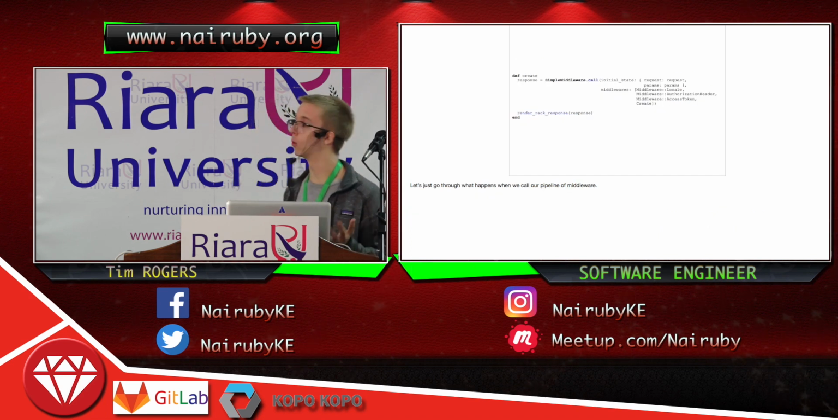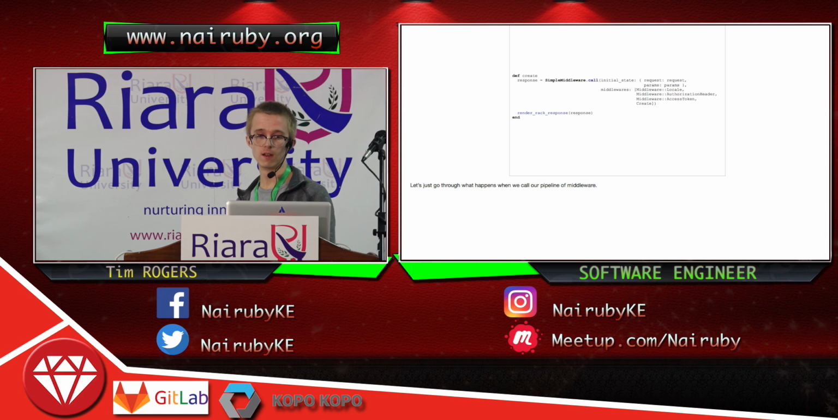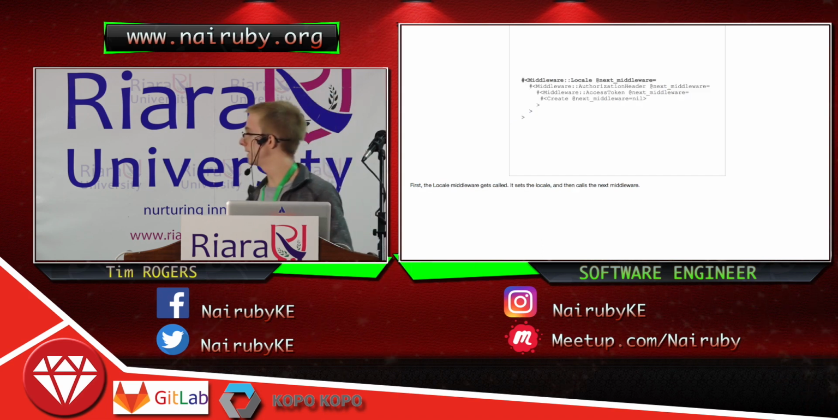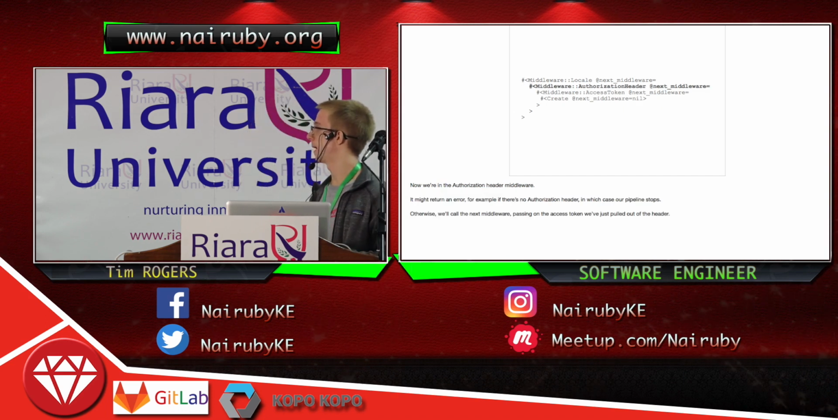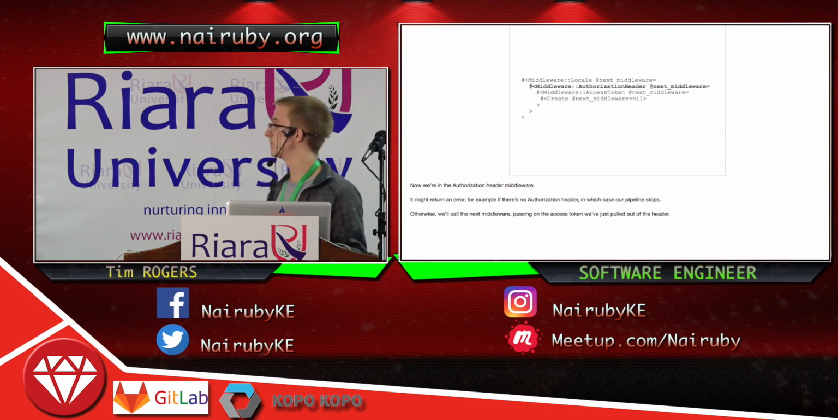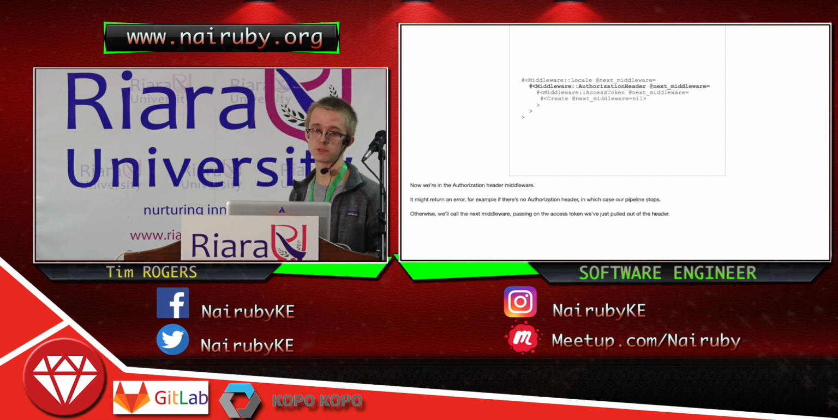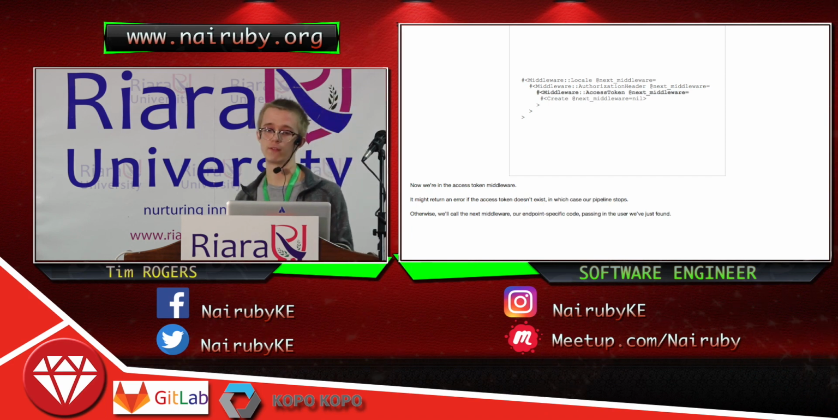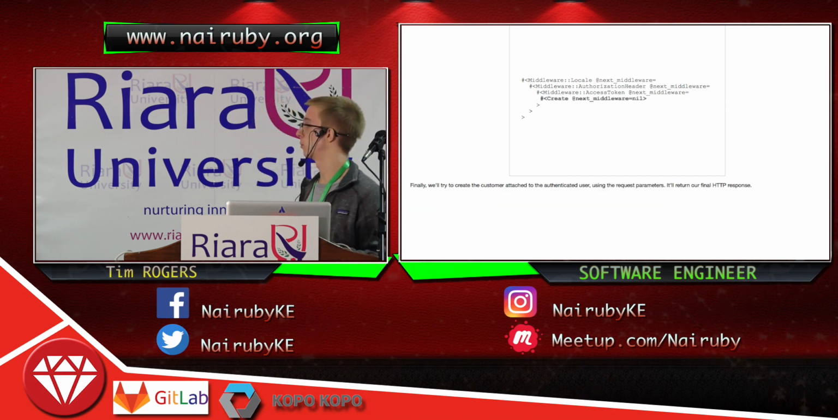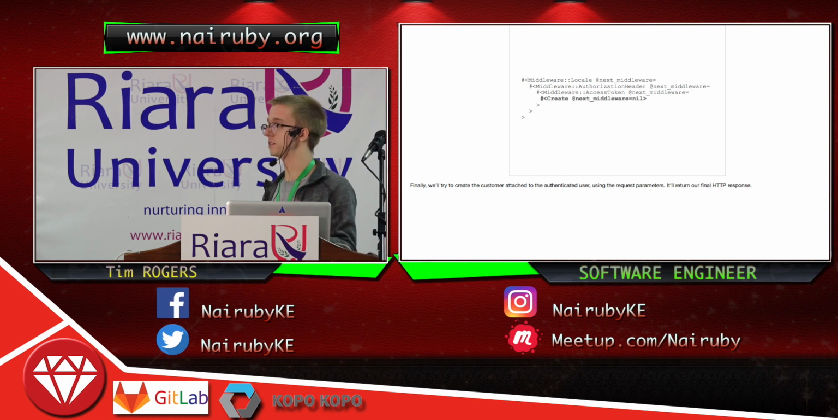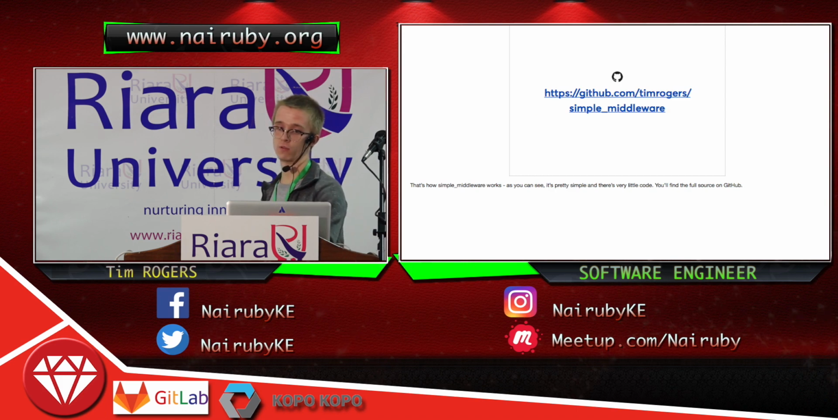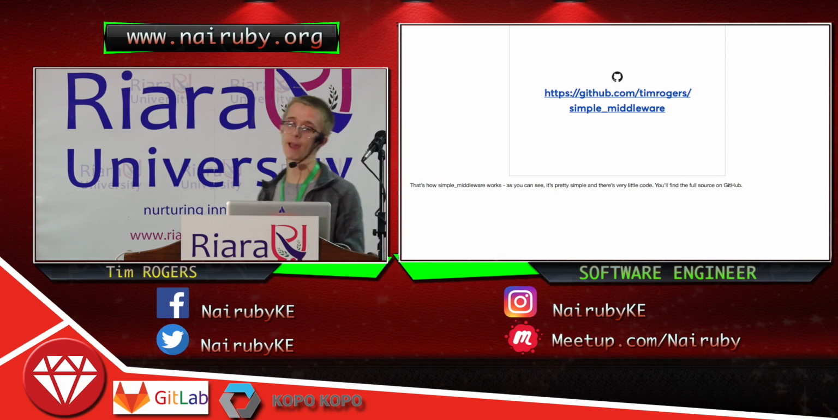So let's go through what happens when we call our pipeline of middleware. Firstly, the locale middleware gets called. It sets the language and then calls the next middleware. Now we're in the authorization header middleware. It checks the header, and if it's missing, then it returns an error, in which case our pipeline stops. Otherwise, we'll call the next middleware in the chain, passing on the access token that we've just extracted. Then we land in the access token middleware. It looks up the access token, returns an error if there's no match, and if there is a match, it keeps the user and then delegates on to the endpoint-specific code, the create middleware, which is then responsible for creating the customer and rendering back.